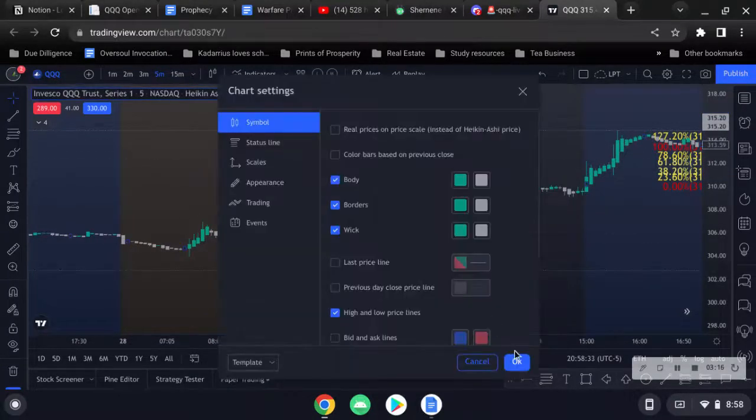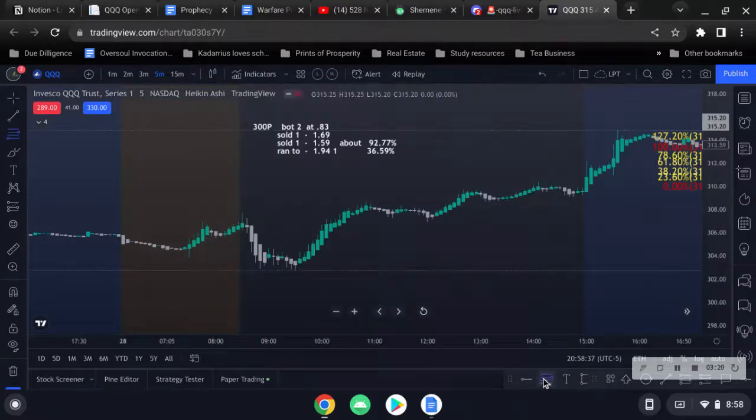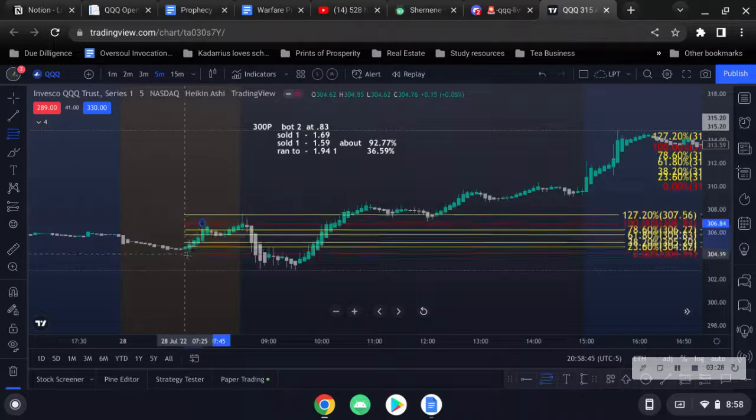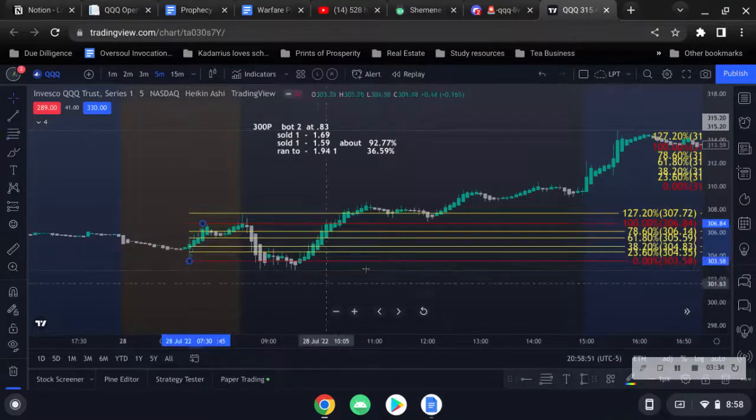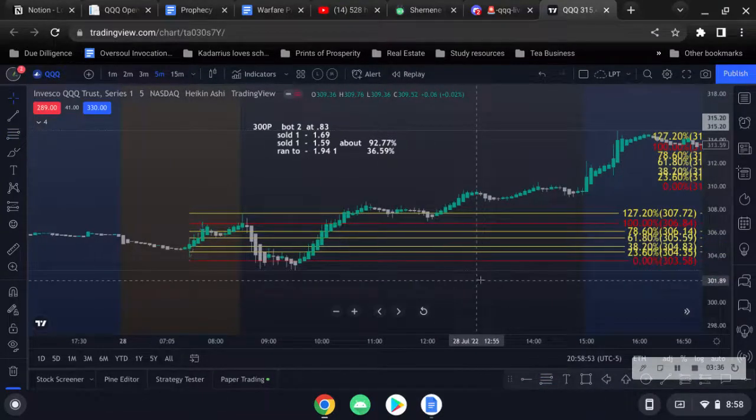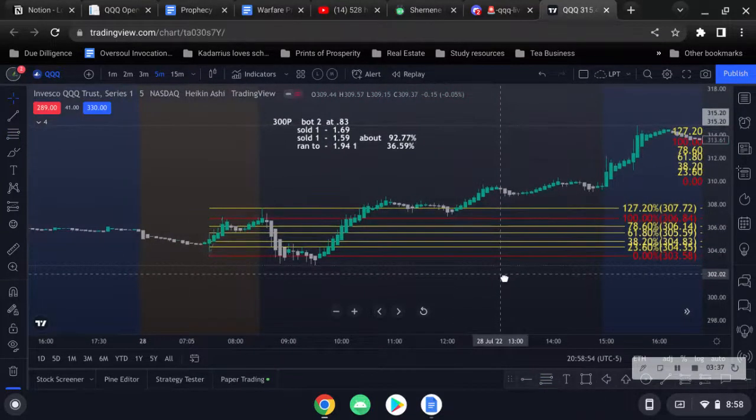So our pre-market levels are right here. This is the high, and then this is the low. So not much to work with that day. Anyway, the pre-market high and pre-market low levels are marked, and we have the levels for the day.